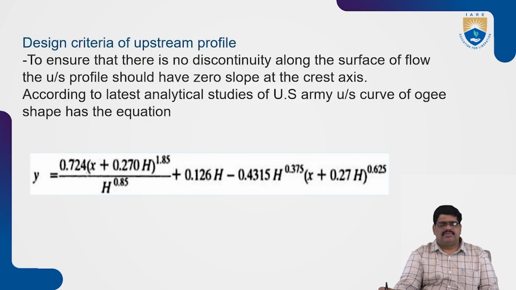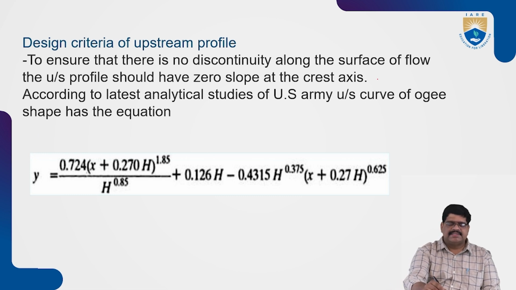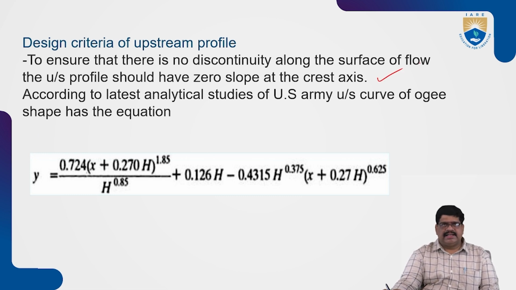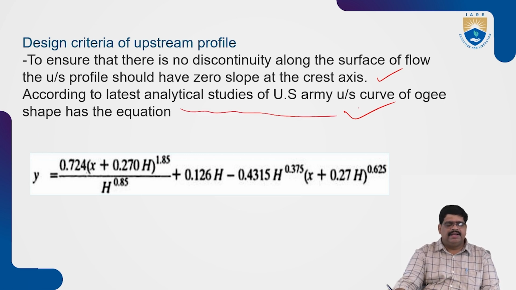Based on this consideration, let us look at the design criteria for the upstream profile. The design criteria for the upstream profile is to ensure that there is no discontinuity along the surface of the flow. The upstream profile should have zero slope at the crest axis. Second, according to the latest analytical studies of the US Army, the upstream side of the curve of the Ogee shape has been given an equation. This is the research methodology; the research was carried out by the US Army, and after the research they found some formulas.